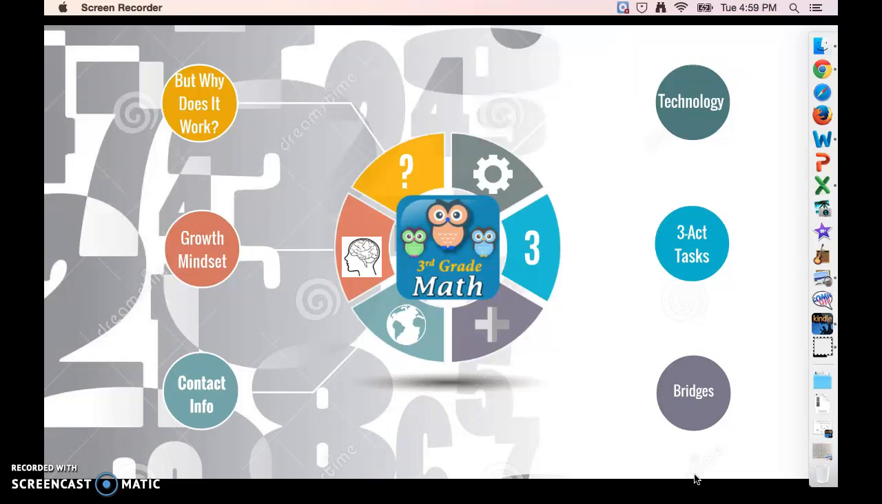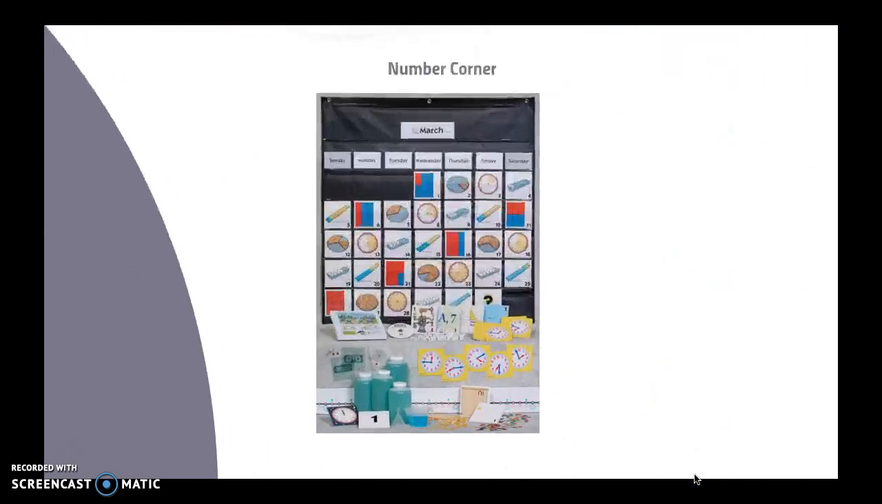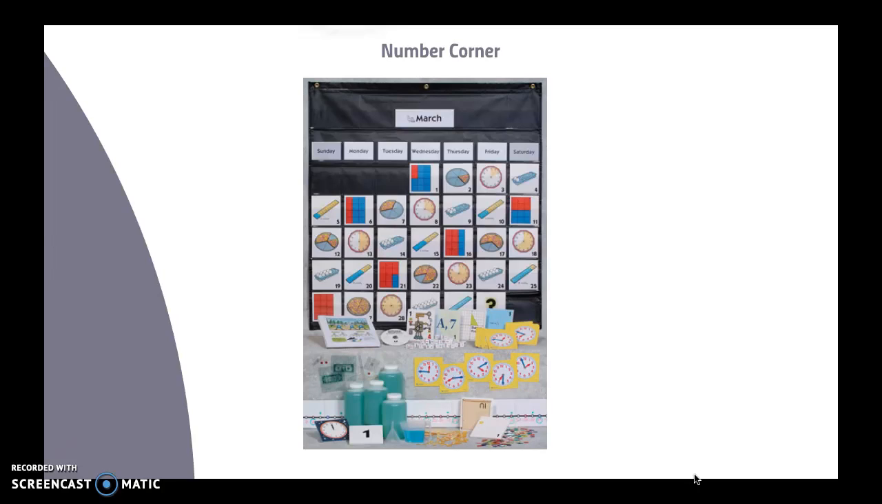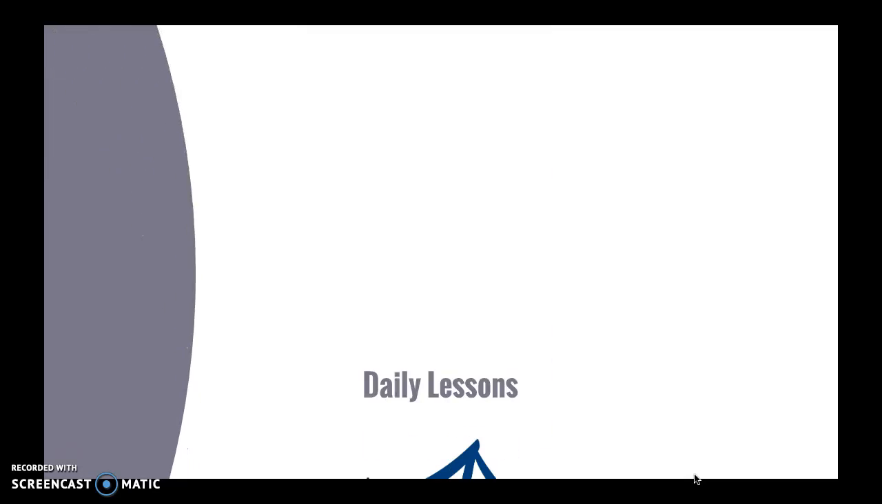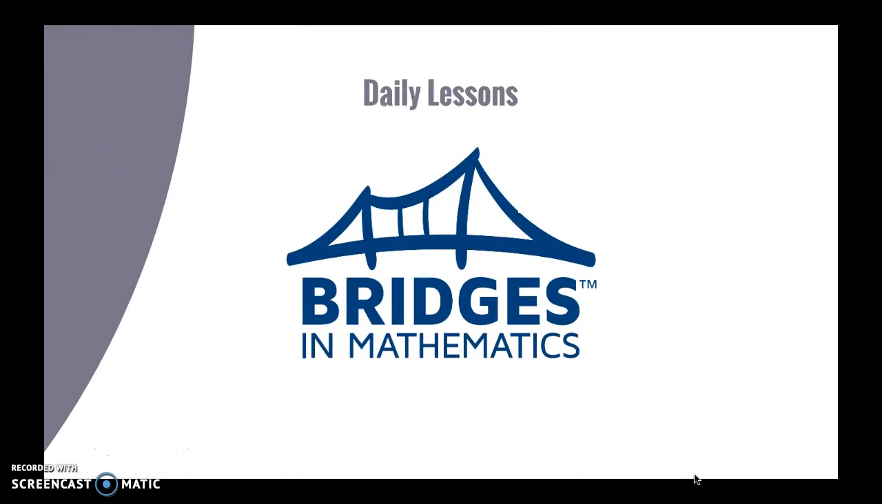The first part of math this year is the part that you're already familiar with. It's the Bridges curriculum. And in Bridges, there are two different components. The first component is Number Corner. In Number Corner, it's a monthly calendar, and each month has a different theme and games around a certain topic. Some of the topics we'll be exploring are measurement, geometry, and fractions. This is a way that we can encourage the students to notice patterns and justify what they think might come next. The other part of Bridges is the daily lessons.